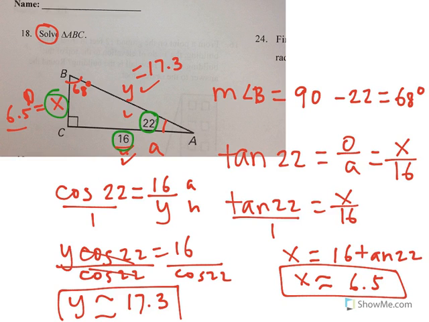And now we have solved this triangle because all three sides and all three angles are given now, are found.